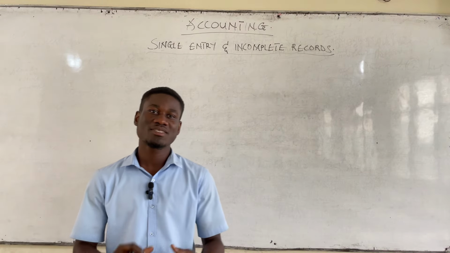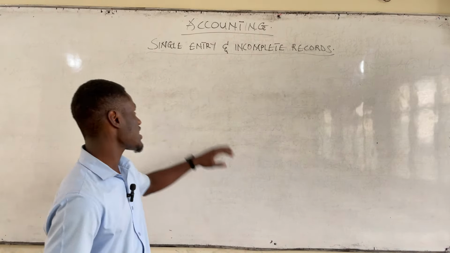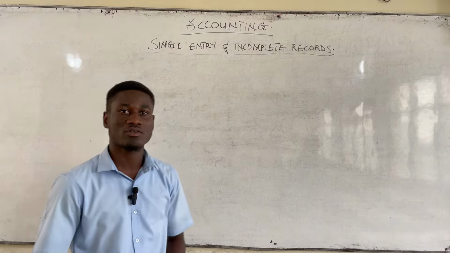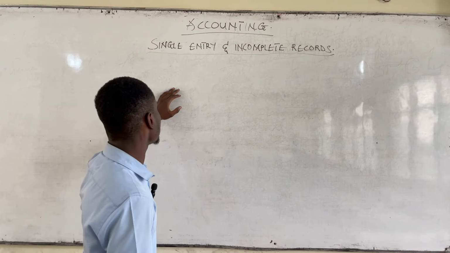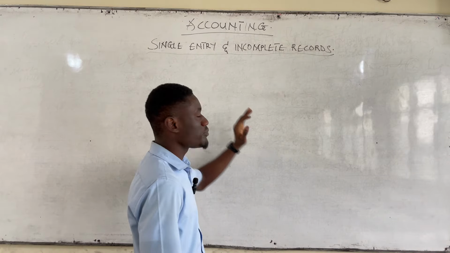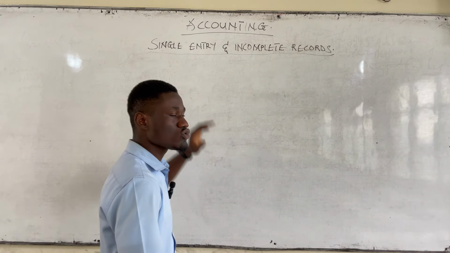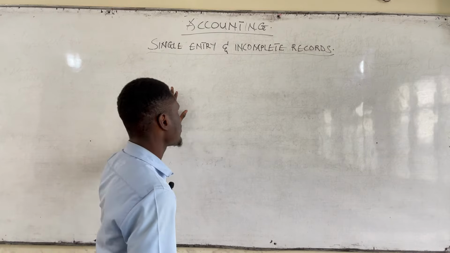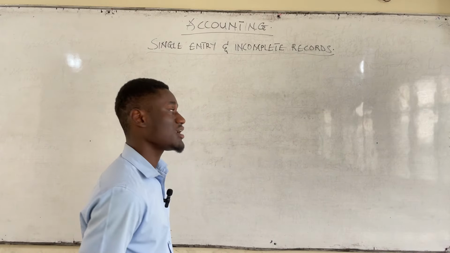Okay, once again, my name is Mensa Isaac, and today we are going to discuss single entry and incomplete records. As the name suggests, single entry and incomplete records means that we have incomplete records in our books, and we have to use those available records to calculate our net profit and prepare our balance sheet.